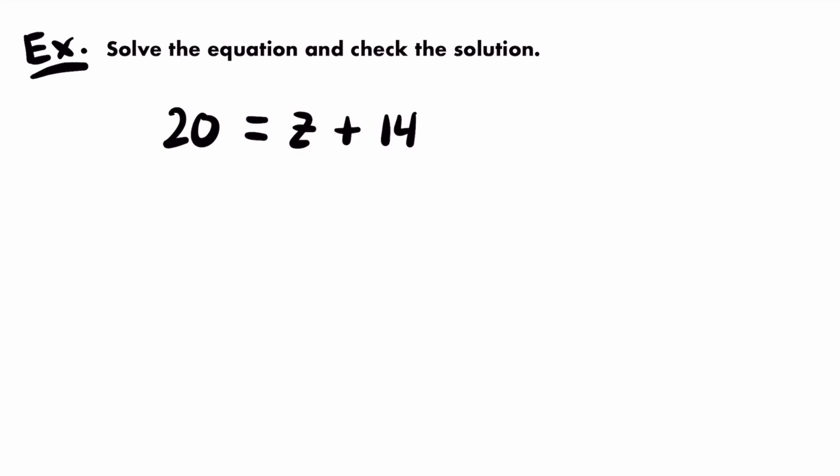Z is our variable, the constant term being added to it is 14, and it's equal to a constant of 20.